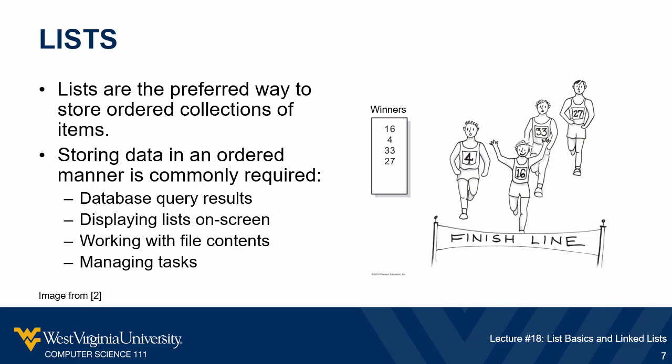Storing data in an ordered manner is really common in programs, especially as we start to design software that is very data-centric. So things like getting results from a database query, displaying information on screen in an application or on a web browser, working with things that are stored in files, managing tasks that we have to do. These are all things where it's pretty common to have some sort of ordering, and we would often use a list to keep track of what we need.